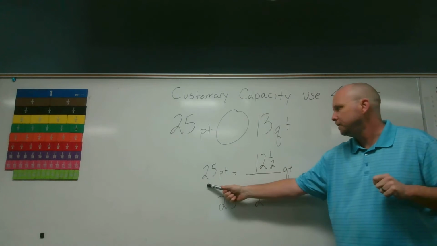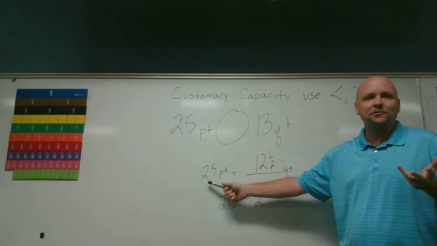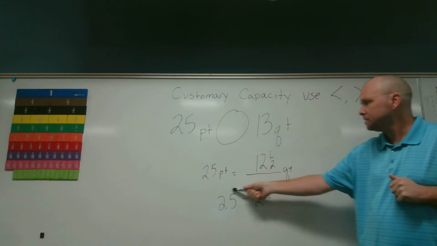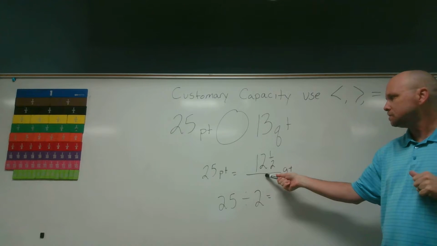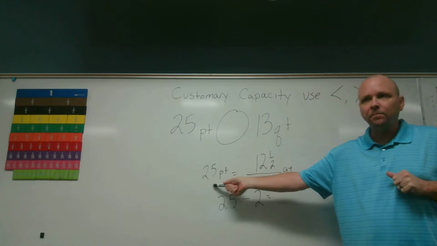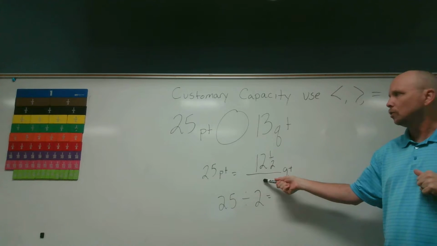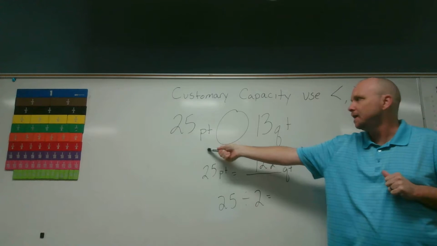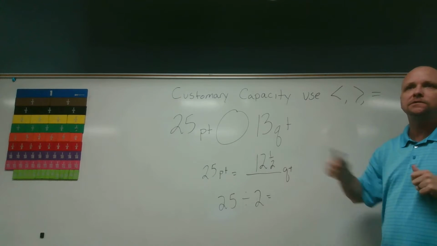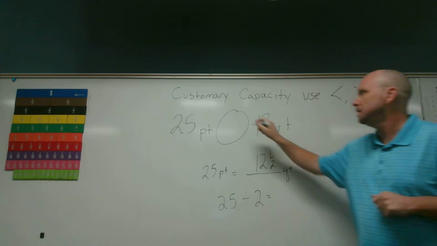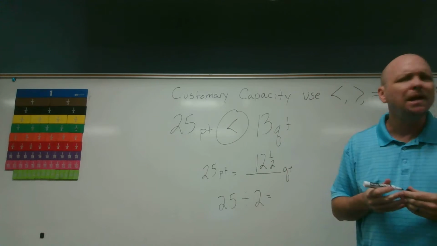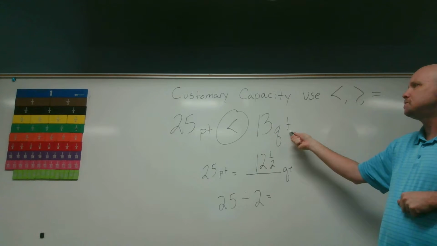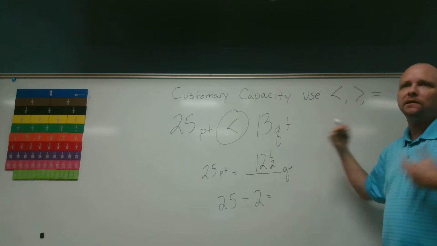So 25 pints equals 12 and a half quarts. So is 25 pints greater than, less than, or equal to, Natalie, 13 quarts? Less than. We could have multiplied 13 quarts times 2 and got 26 pints here, and it would have worked either way.